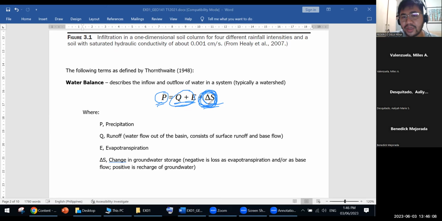So, sa isang watershed, may dynamic yung paggalaw ng tubig. Yung groundwater, pwede siyang mag-contribute sa base flow ng river. Yung river, in turn, pwede rin siyang mag-cause ng infiltration pabalik sa groundwater. Yung evapotranspiration, again, pwede rin siya mag-draw ng tubig from the groundwater kapag sobrang drought na. Okay, pag malala na yung drought sa area, pwede siyang kumuha ng tubig from the groundwater.